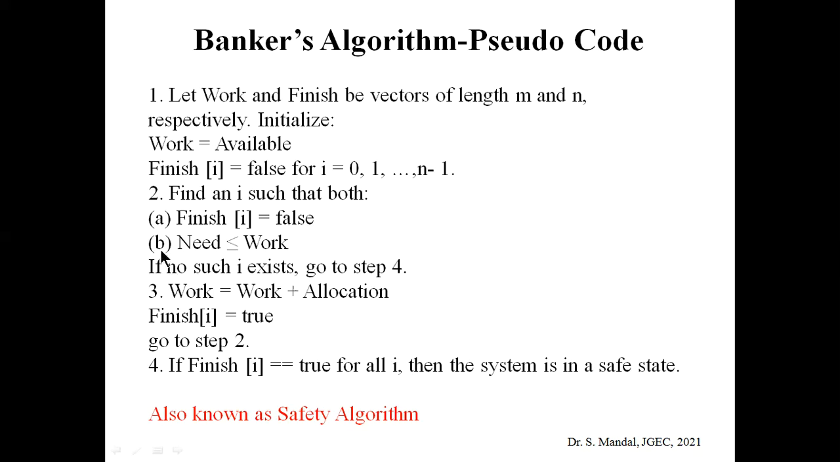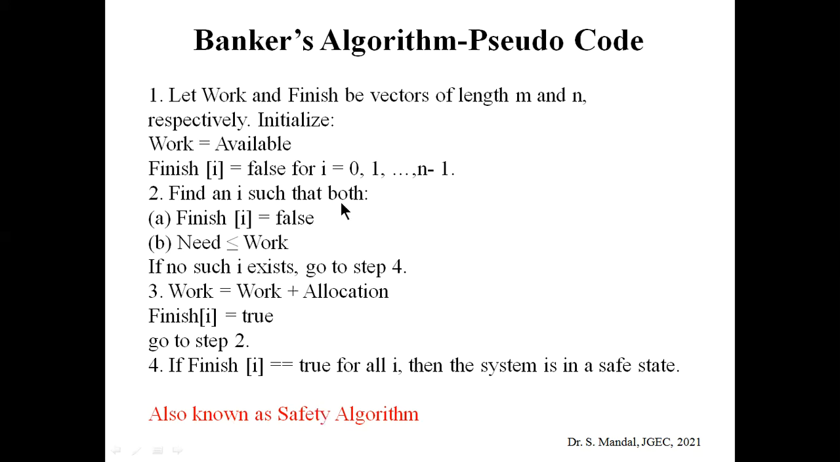If this condition is not satisfied, go to the last step, that is, if finish equal to true for all values of i, check all the values of i, and if no such condition is found, then we can say that the system is in a safe state. But if need is less than work for i, if this condition is satisfied, then work equals work plus allocation. This is a pseudocode, and it is also known as the safety algorithm.